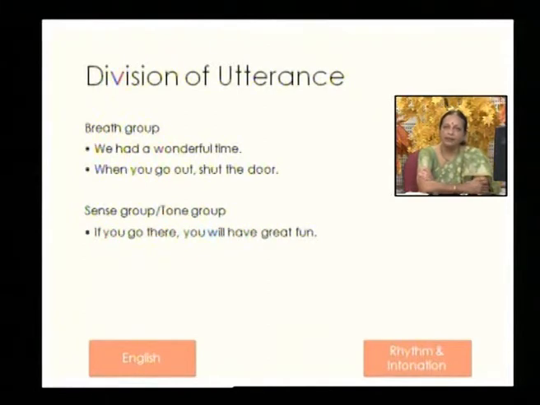You can't say that. I'll say that again wrongly. When you go, when you go out, shut the door. Can I say that? No, I can't. I will have to say, when you go out, shut the door. If you go there, you will have great fun.